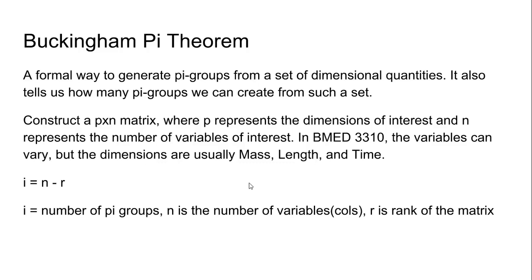Okay, so how do you actually generate these pi groups? That's where your Buckingham Pi Theorem comes in. Basically, this theorem is just a formal way to generate pi groups. So you're going to be given a certain number of variables, and you have to read the question carefully. Most of the time in 3310, they'll actually give you almost all the variables of interest.